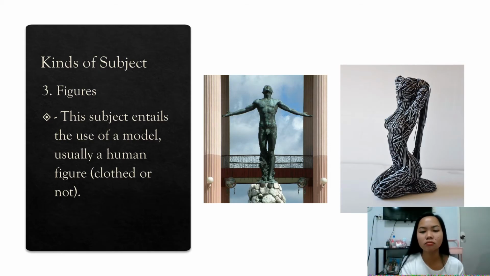So it is a male figure. And this one right here, I just got it from the internet. This is a wire sculpture. So we can see that this is a figure kind of subject because its subject is the human body itself, or the model of the art is the human body. So those are figures. Like the David that I showed you before. So that is also an example of figure as a subject.